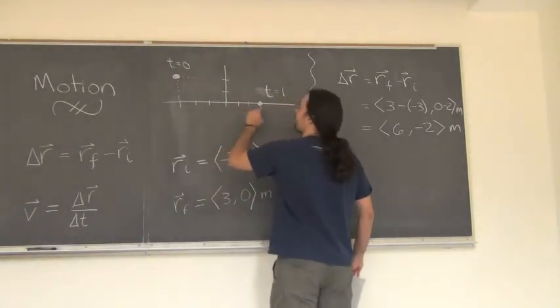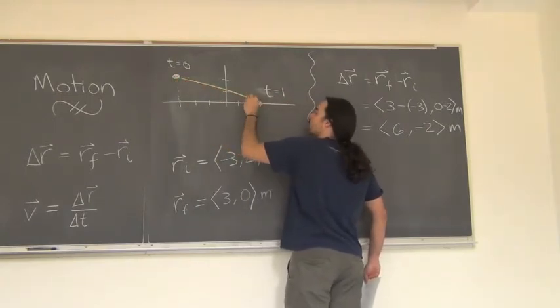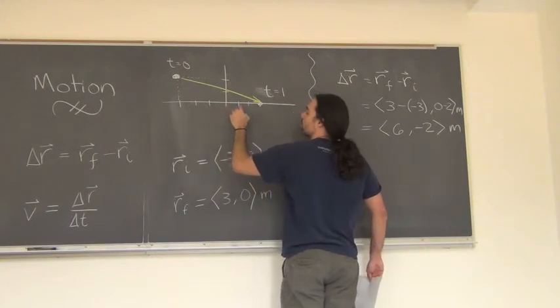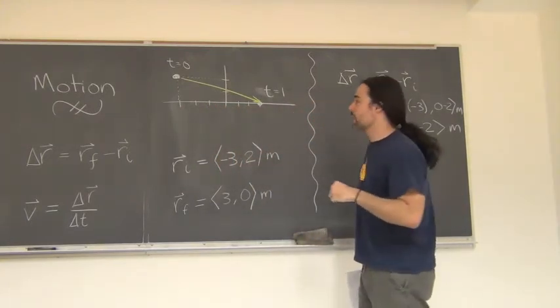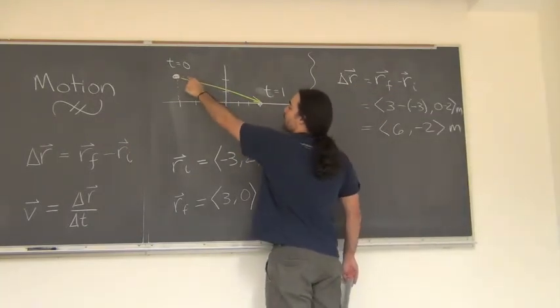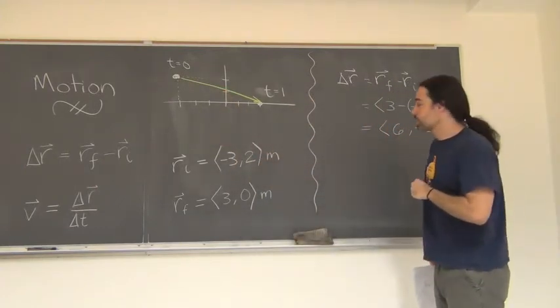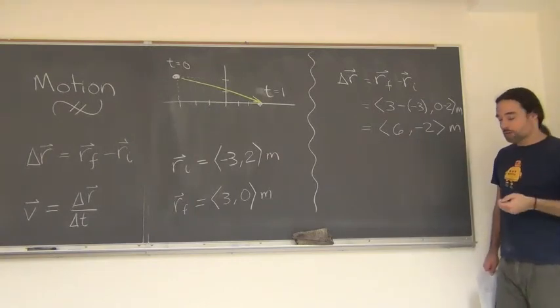If I draw my delta r from initial to final, we can see that I've gone over 1, 2, 3, 4, 5, 6 spots to the right in the x direction. So positive 6 in the x direction. And down 1, 2 spots in the y direction. So I've got -2 for my displacement in the y direction.